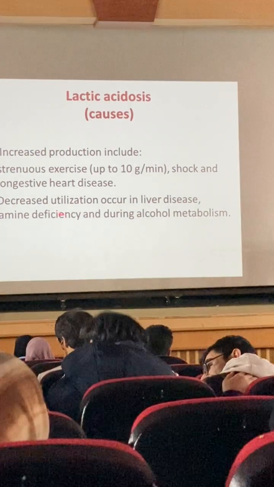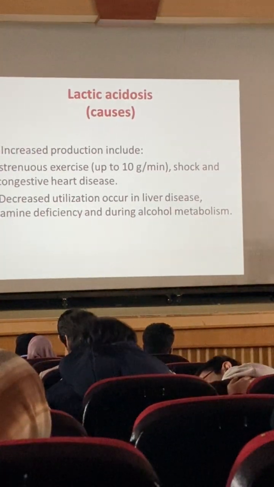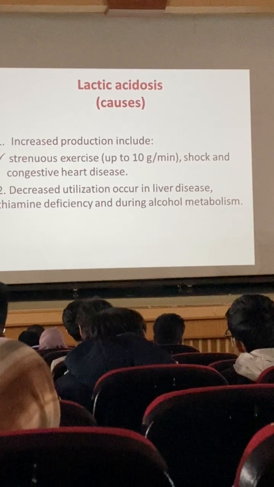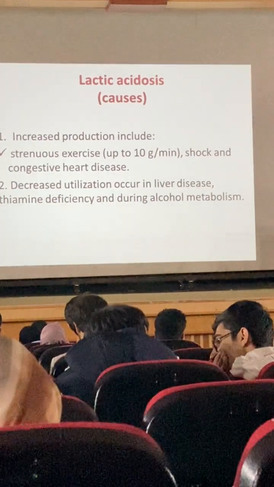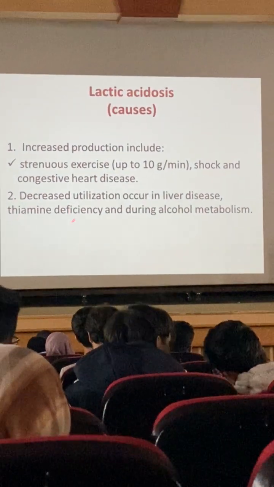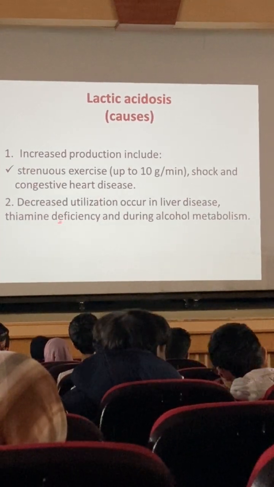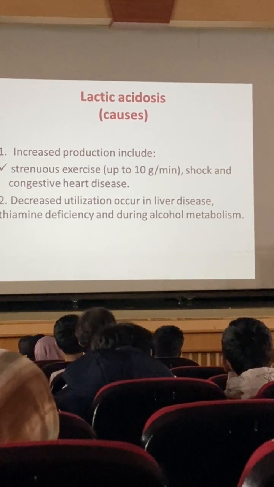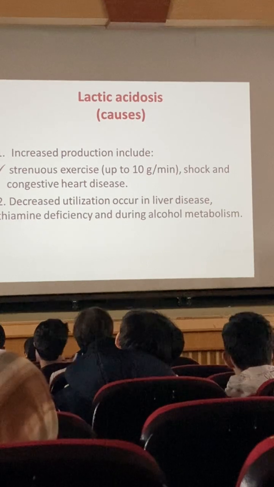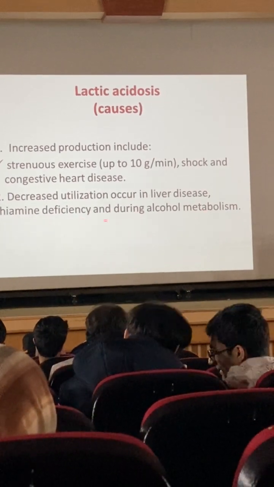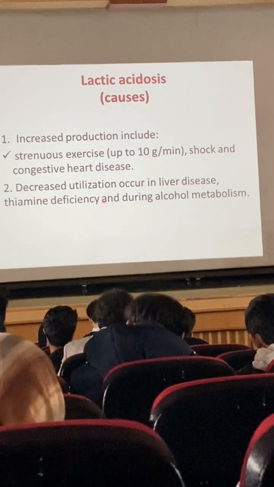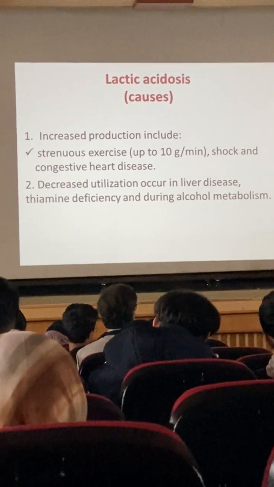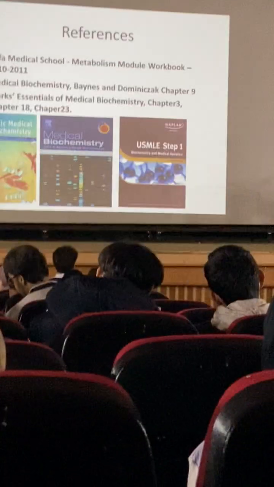Or we have decreased utilization. That's why, when we have liver disease, we cannot convert lactate back to pyruvate and generate glucose, because the liver has a problem. Or we have a thiamine deficiency, which we will talk about in the case of alcoholism or others. We will talk about how thiamine deficiency will cause decreased utilization during alcohol metabolism. These are similar, so we will talk about the mechanism, how they cause lactic acidosis. We start on there. These are the references.